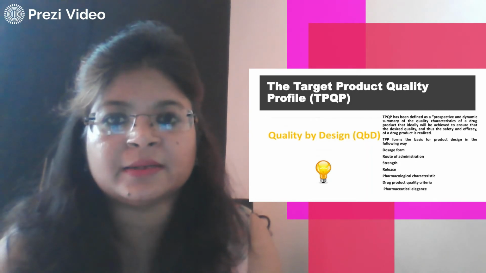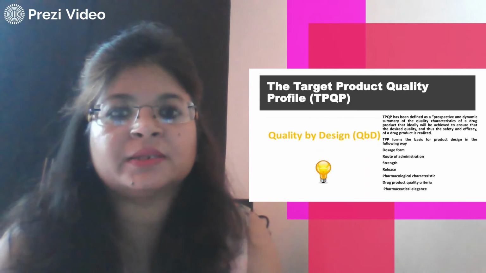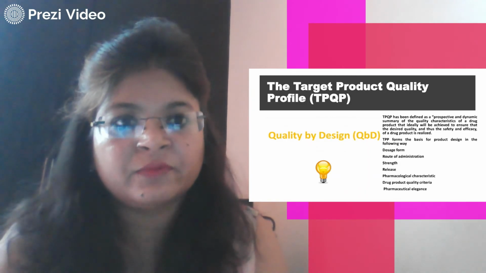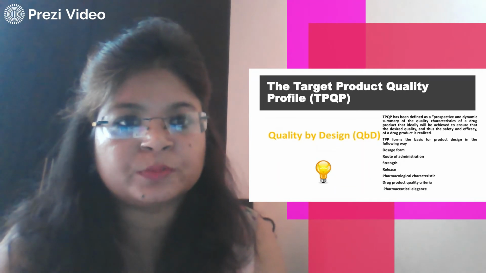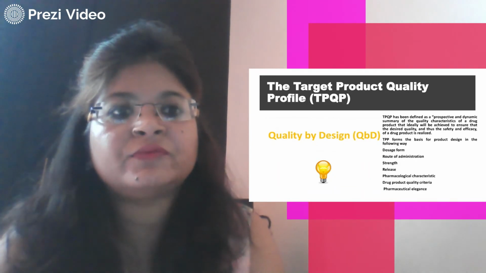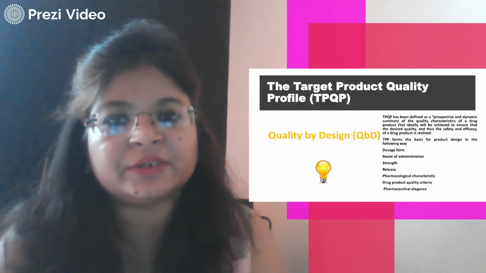You have to understand what sort of final target product you want to achieve, what are the characteristics desired in the product. For example, what should be the dosage form, what should be the route of administration, what should be the strength, what should be the other pharmacological characteristics, and drug product quality attributes.